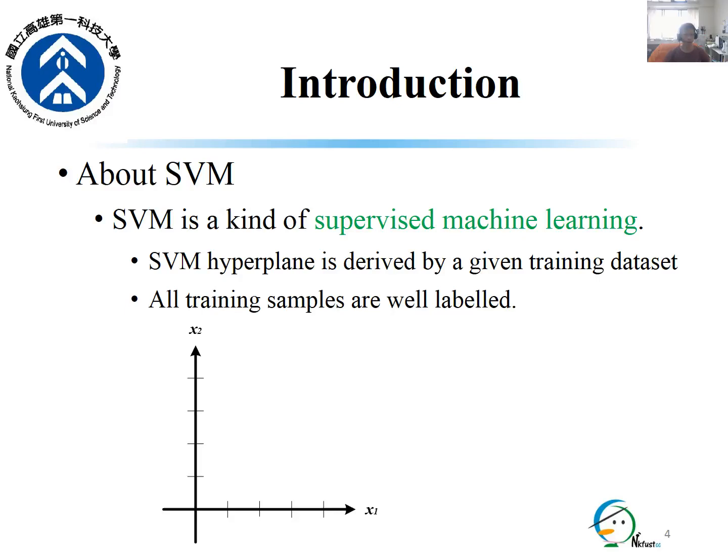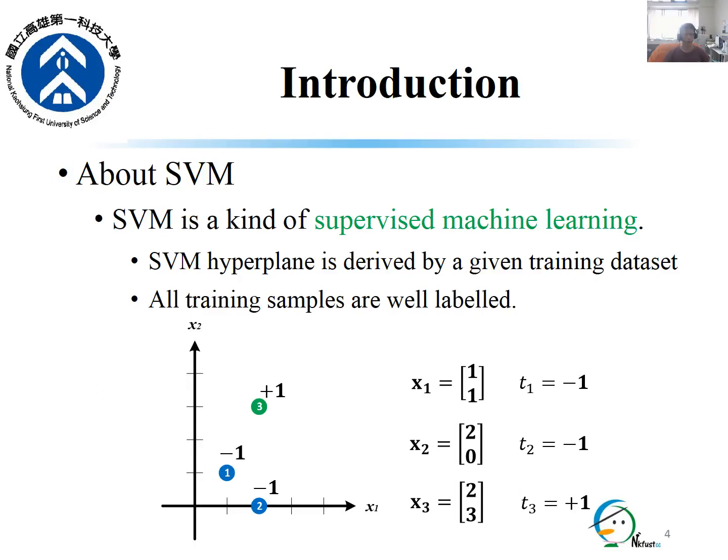For a 2D example, we give a data set consisting of 3 samples for training the SVM hyperplane. S denotes the feature vector, and the label of every sample is provided as well. Blue circles here denote the -1 class. The green circle is the +1 class.